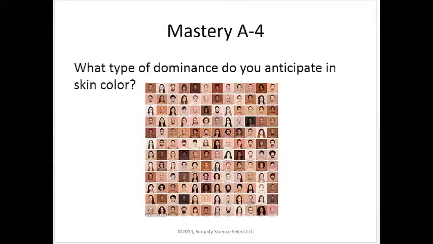Well, it's probably incomplete because we do know that we see some blending. We don't have patches, that would be codominant. So we think it's incomplete, but it's also probably polygenic because we see so many different kinds as well.